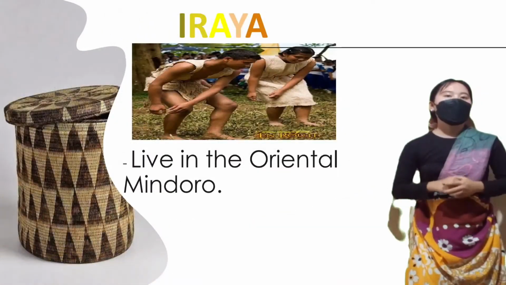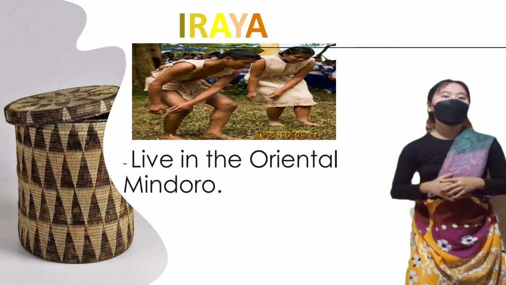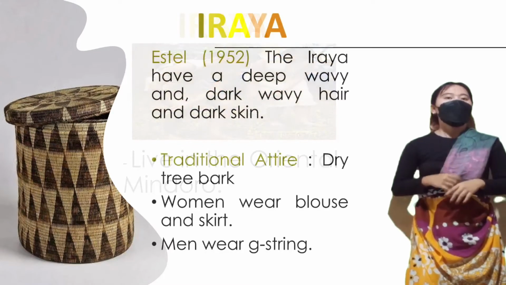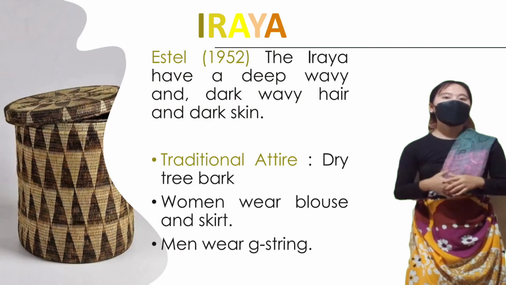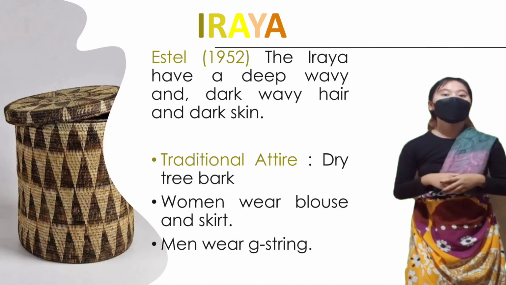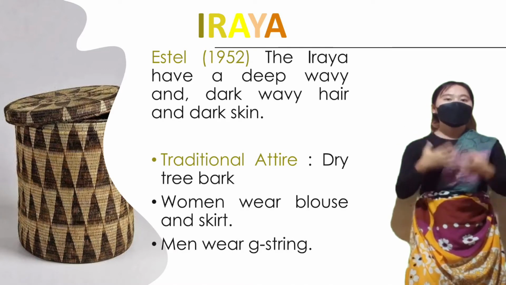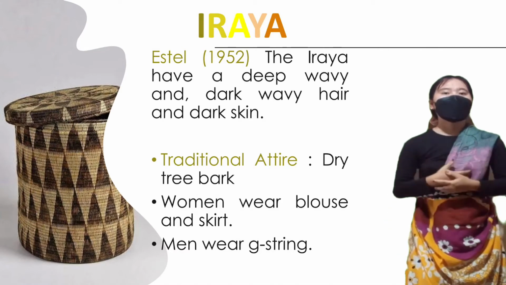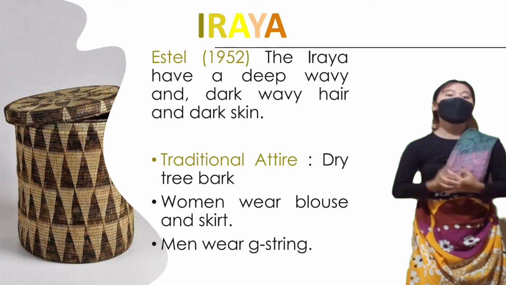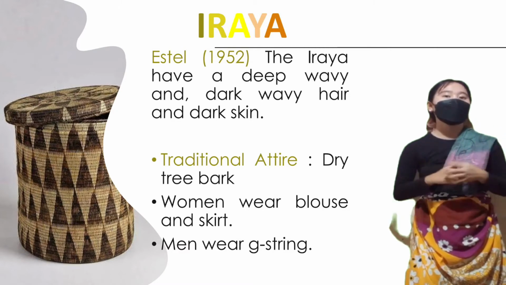Next is Iraya. Iraya Mangyans live in the municipality of Puerto Galera. This is also part of Oriental Mindoro. Well, Estelle described the Iraya as having curly or deep wavy hair and dark skin, but not as dark as the Negrito. We can see that the Negritos are different, their skin is darker than the Iraya. Iraya Mangyans also have a traditional attire.